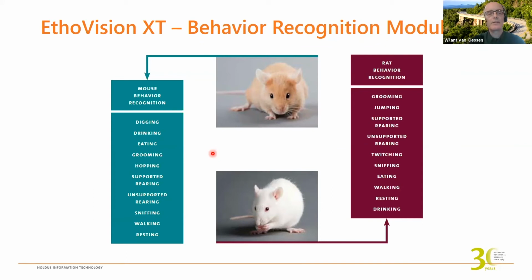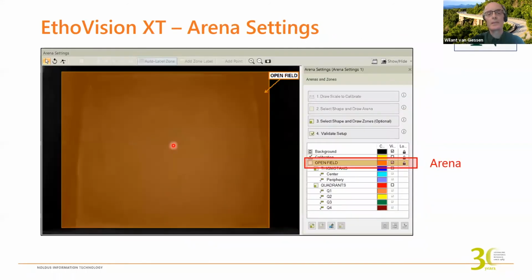Now, the examples I've just had may not have been the best ones, because it's grooming and rearing. You can actually do that with a module that we have for that called the behavior recognition module. So this is a plug for that. This is the whole list of behaviors you can use for that.